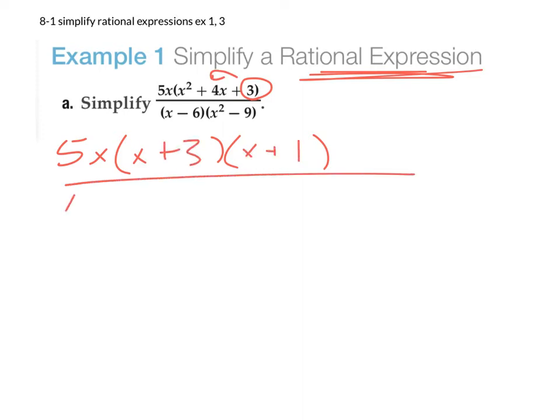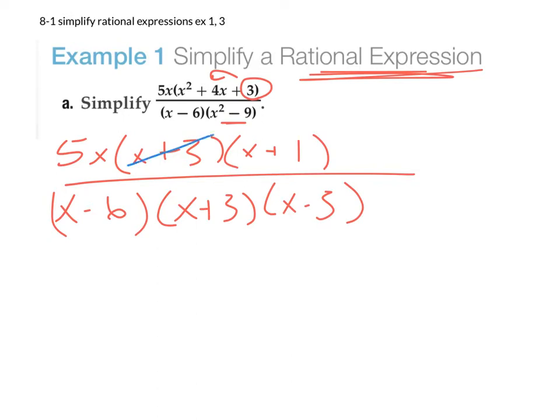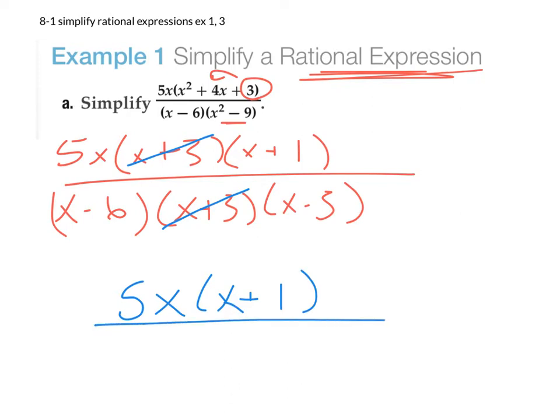That one's pretty simple in terms of 1 and 3. Then the bottom, the x minus 6 is already factored. But we need to factor this difference of squares. Difference of squares is x plus 3 and x minus 3. Now from here, anything that's exactly the same on top and bottom of the fraction can be canceled. So this x plus 3 and this x plus 3 can be canceled out. And so we're left with 5x times x plus 1, and on the denominator we have x minus 6 and x minus 3.